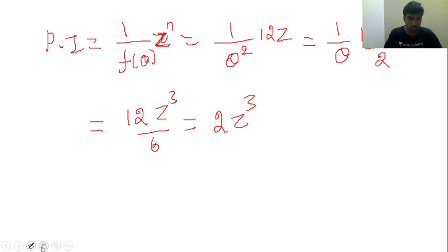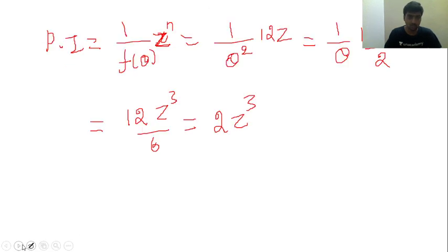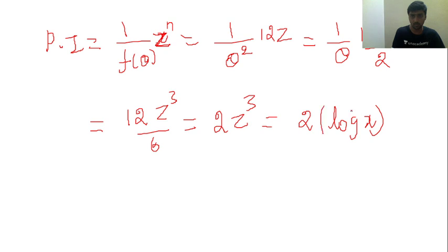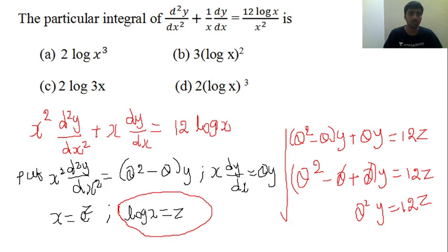Coming to the substitution, the previous thing. We had a substitution, that is x is equal to e power z, and z is equal to log x. So instead of log x, we substitute z. Coming to the substitution, the answer is 2 into log of x whole power 3. So this is the solution: 2 into log x whole power 3. So option D is the correct answer.